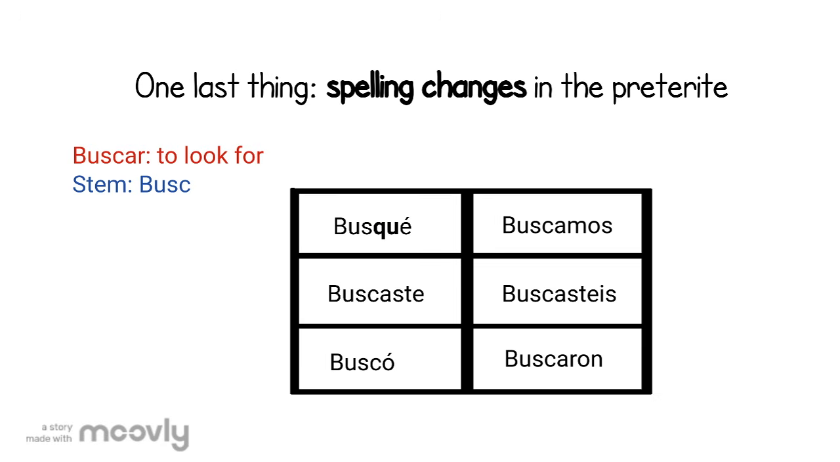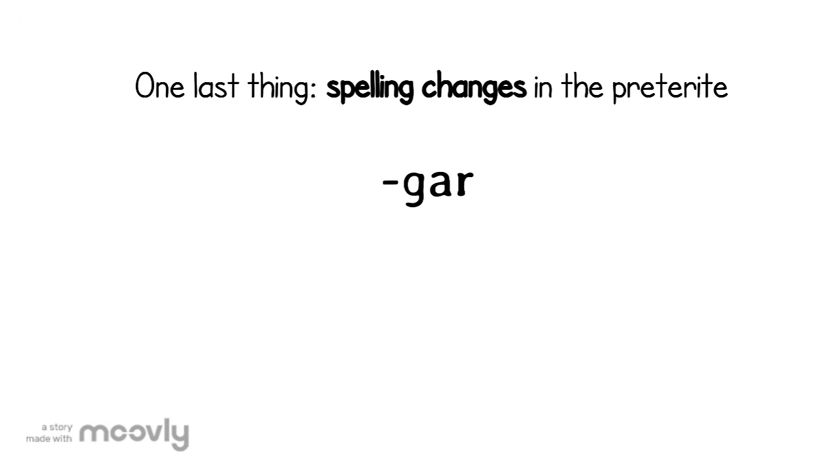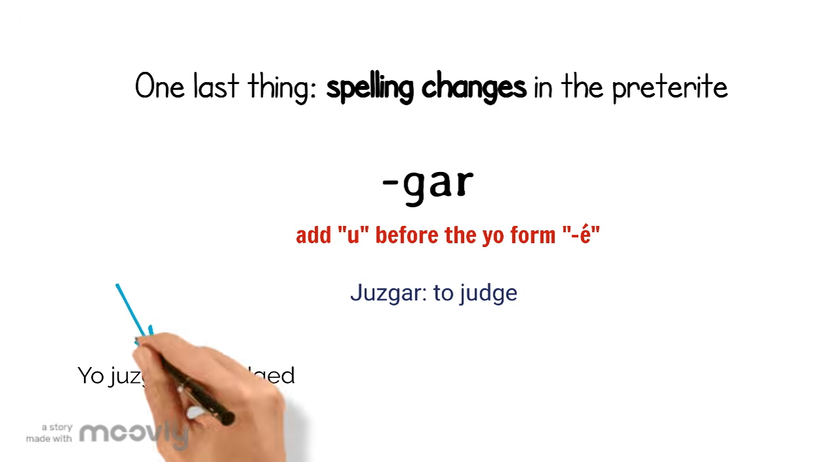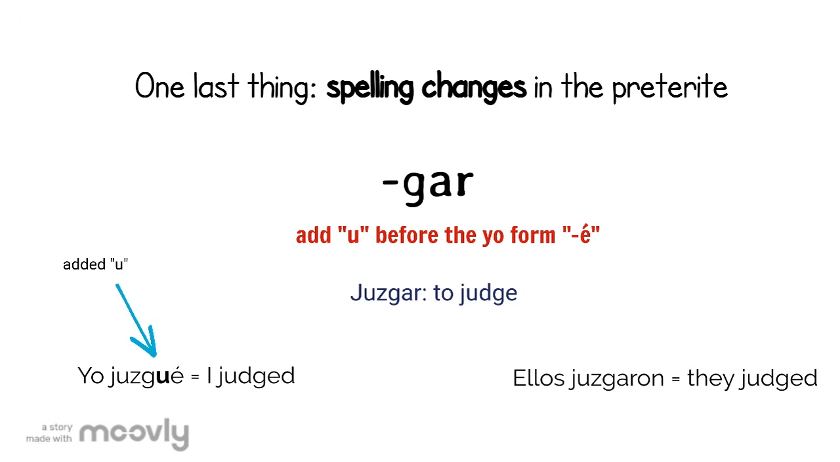Buscaste, buscó. This also happens with verbs that end in GAR. You have to add a U to keep the hard G sound. For example, juzgar means to judge. Yo juzgué, I judged with an extra U. Ellos juzgaron, with no change. They judged and the hard G is preserved.